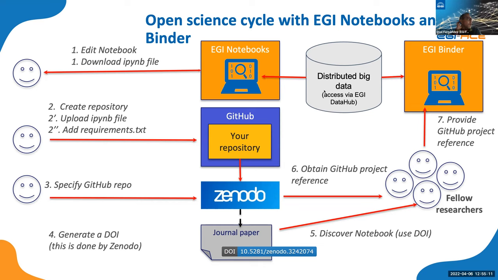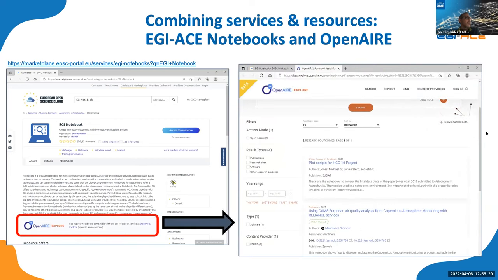And of course, we have this Data Hub in the middle that is a source of data that can be referenced in these notebooks. And this data can also have a DOI, so you can have a very FAIR kind of analysis at the end. So since I'm almost over, I will skip this one.